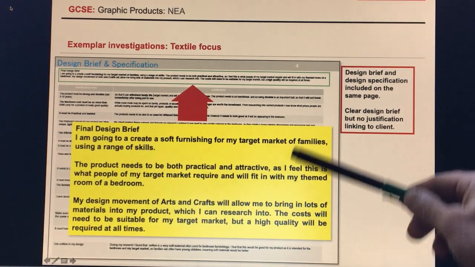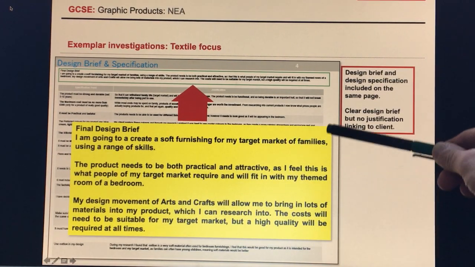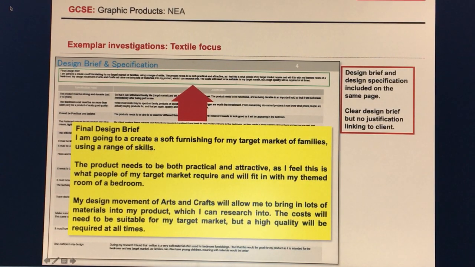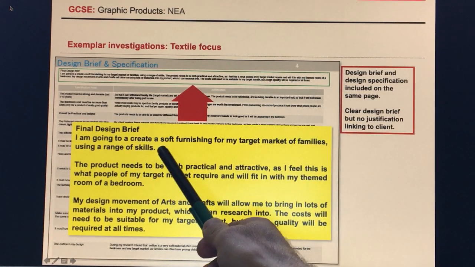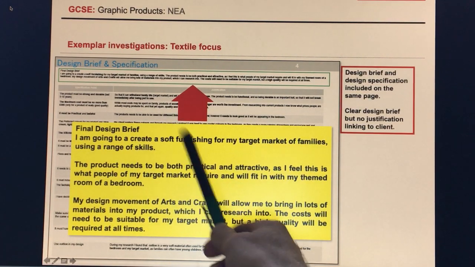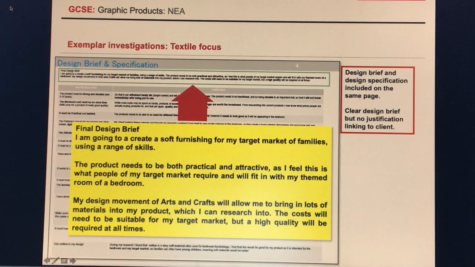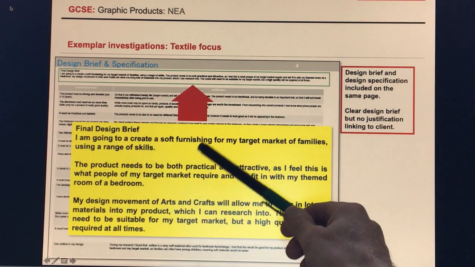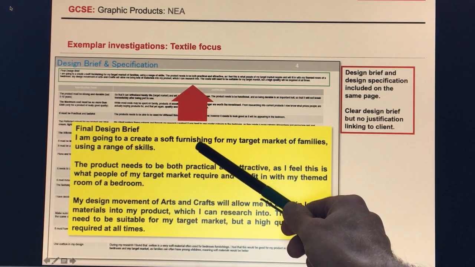So here I've read this to you already. This is some of the sample ones we got from the examination board. In this one, "I'm going to create some soft furnishing from a target market of families using a range of skills." We've got no idea why they want to do some soft furnishing, so that will have come from the research. So we would like to know why it's soft furnishings in here.